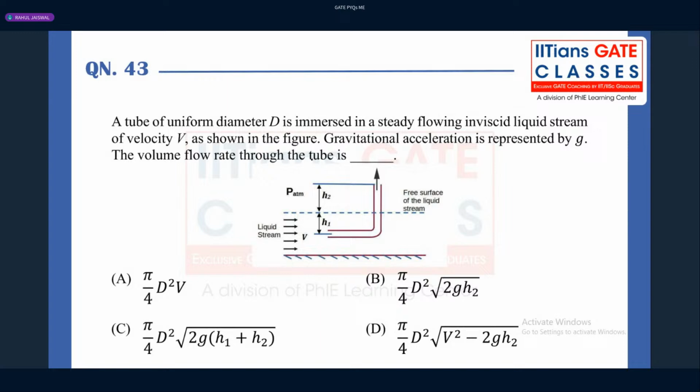Now, coming to the third question, try to see this question, guys. If you have any doubt, let me know. The tube of uniform diameter is immersed in a steady flowing inviscid liquid stream of velocity v, as shown in the figure. The gravitational acceleration is represented by g. The volume flow rate through this tube is what?